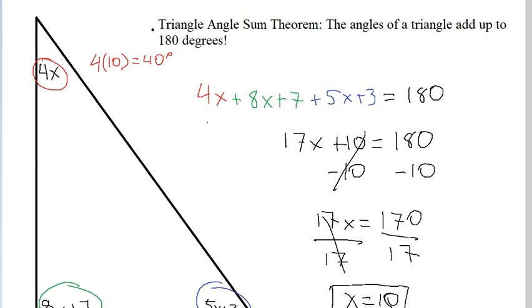So 87 plus 53 is 140, plus 40 gives me 180. So that is how the triangle angle sum theorem works.